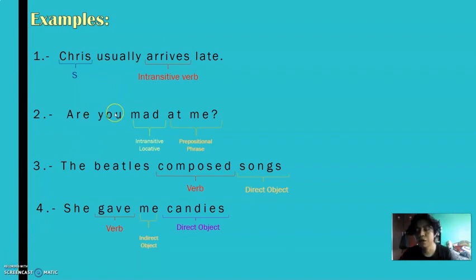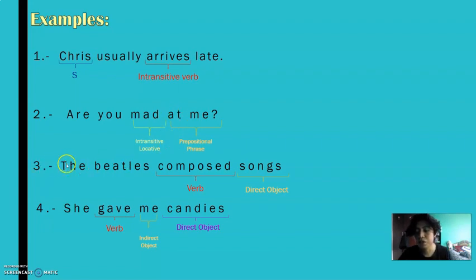Continue with the second sentence: "Are you mad at me?" In this part, "mad" is an intransitive locative, and "at me" is the prepositional phrase. In this part, exclude the noun phrase, but you need a prepositional phrase. Okay.